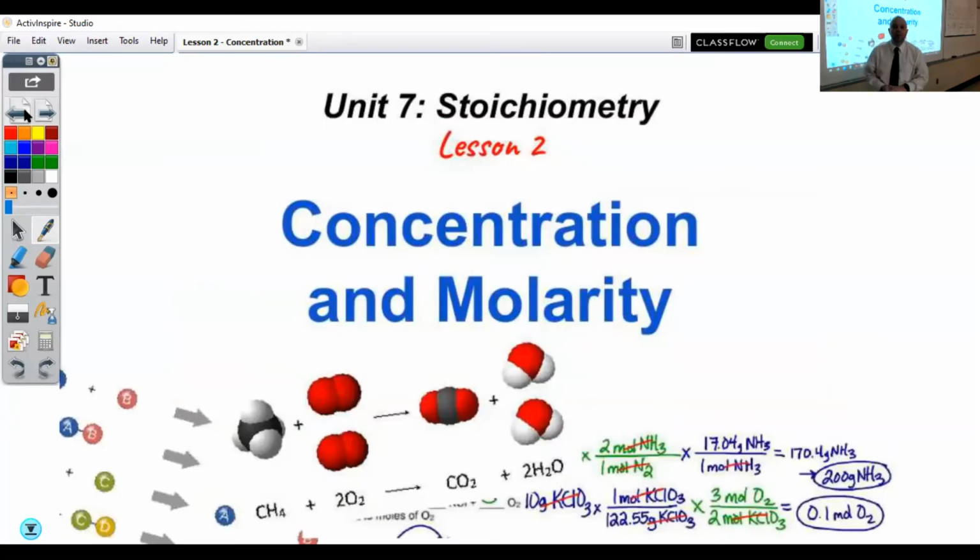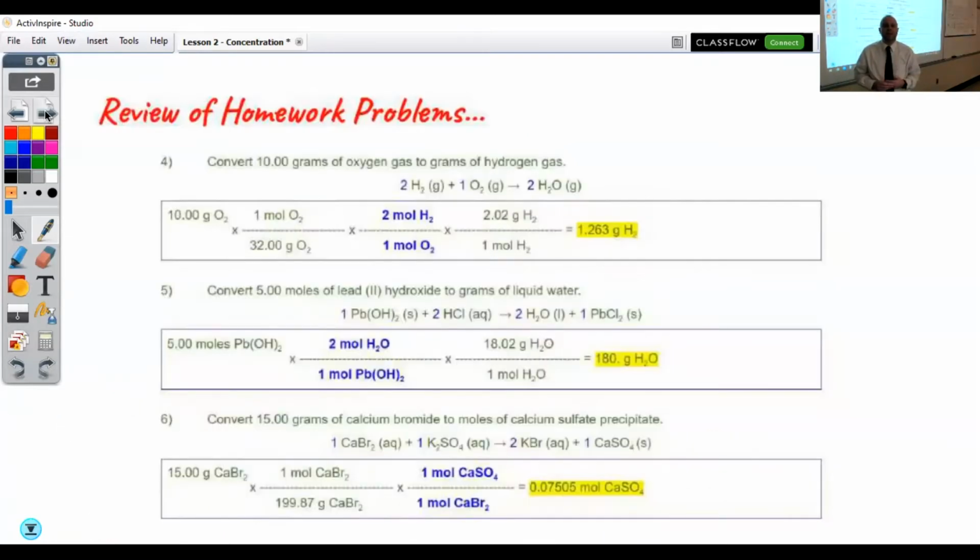Hello, everyone. Welcome to Unit 7 Stoichiometry, Lesson 2, Concentration and Molarity. I'd like to begin today by going over the homework problems from the stoichiometry lesson. We take a look at problem number 1.